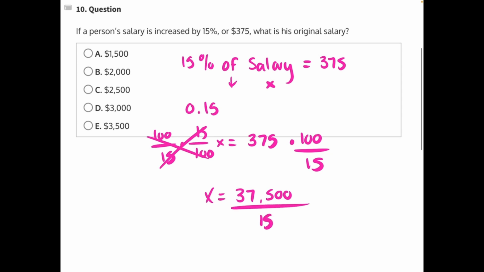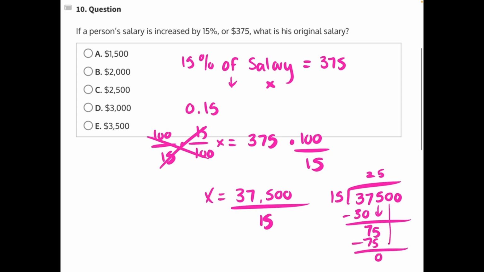And now we could divide. We could say how many times can 15 go into 37,500? Well, 15 can go into 32 times. That's as close as we can get. We'll be left over with 7. Bring down our 5. 15 can go into 75 5 times with no remainder. 15 can go into 0 times. 15 can go into 0 times. So our answer is 2,500, making B our correct answer.